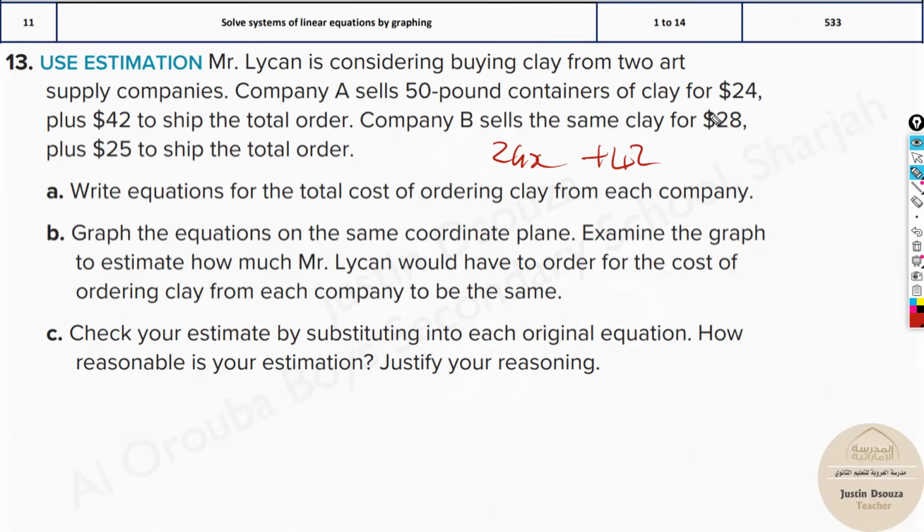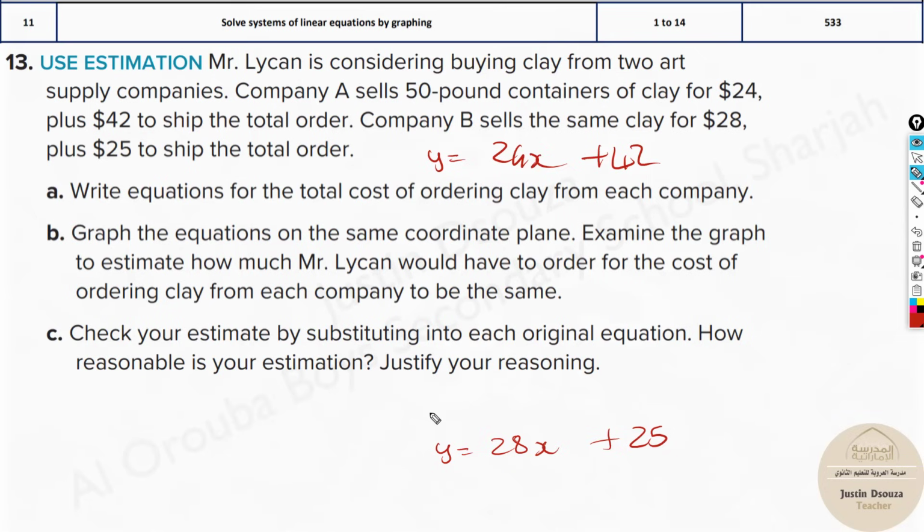Same thing with the other one. 28 plus $25. That $25 to ship is constant. Plus 28 for every container. If he buys two containers, it will be 28 times 2. That is the thing. You can write y is equal to, and these are the two equations.